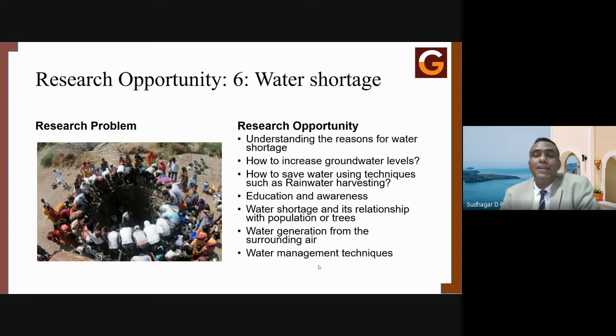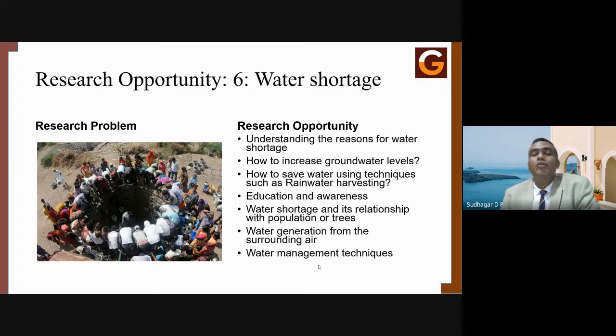Many of the foreign nations are working on a very interesting project wherein you are able to extract water from the surrounding air. So is it possible for you to come out with a concept similar to that in India, in a place where there is a water shortage, so that people can find an alternative to groundwater, through which they can generate water from the surrounding air itself?